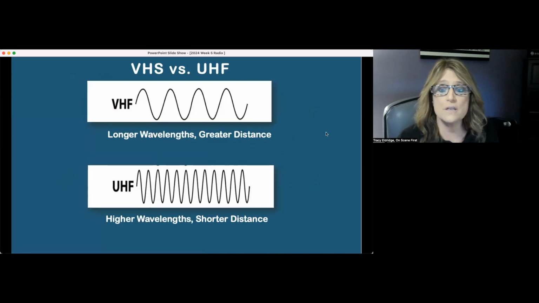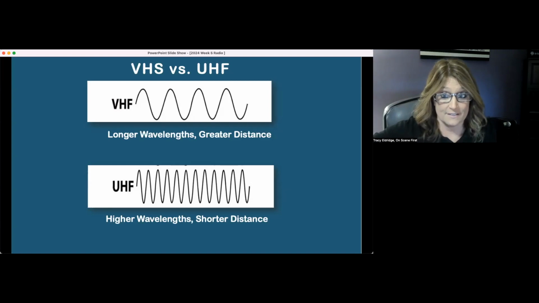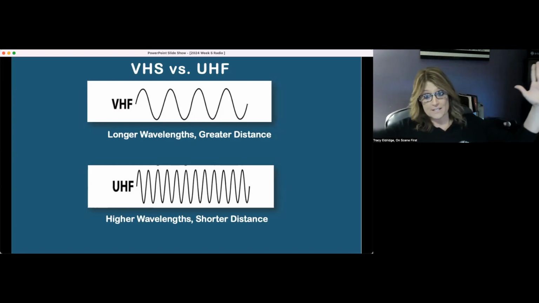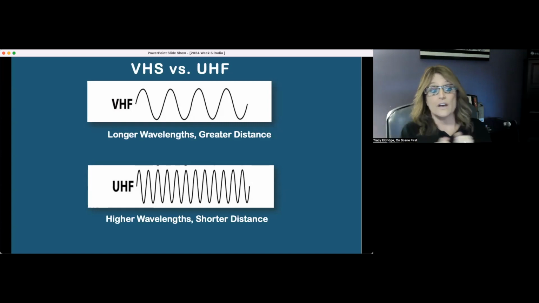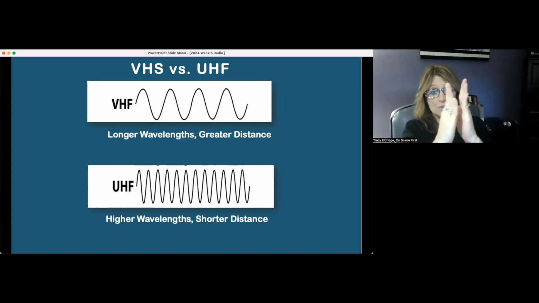And then here's just another example, because I do know that there are some questions on differentiating between these two. I just don't know to what extent. So VHF, there we go. Longer wavelengths, greater the distance. Okay, so the longer the space is, the greater the distance. The UHF, they're higher, so they're closer together, so shorter the distance. And there you go.